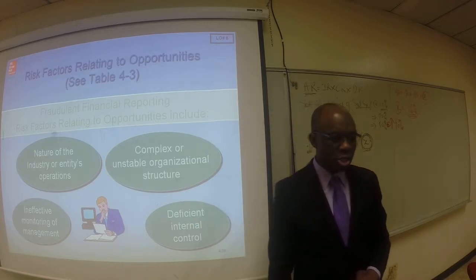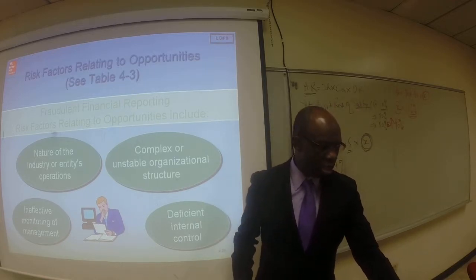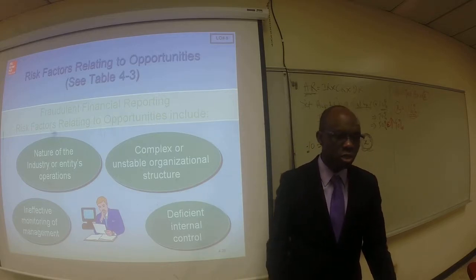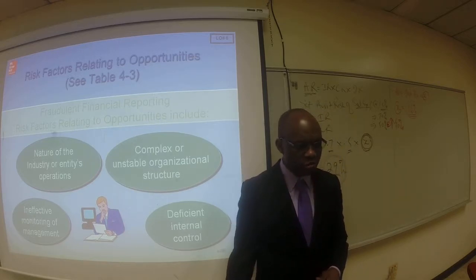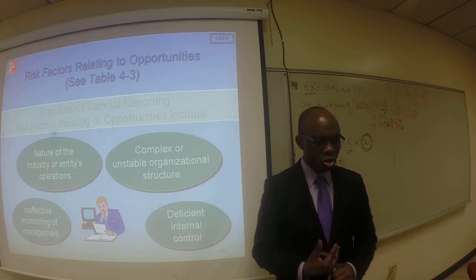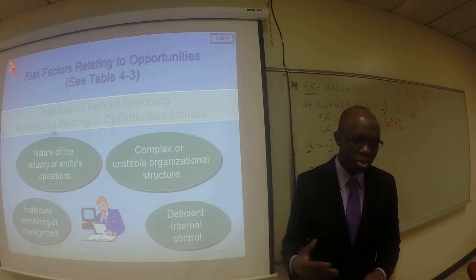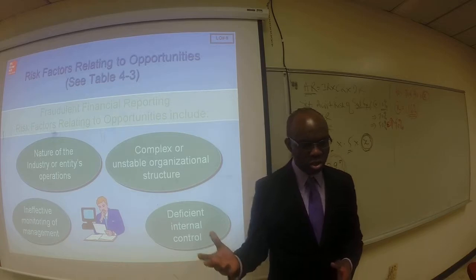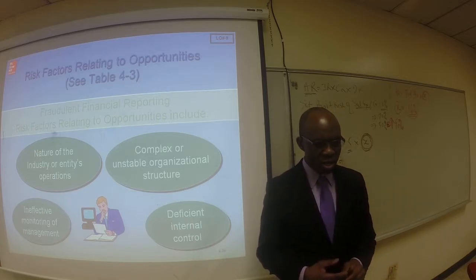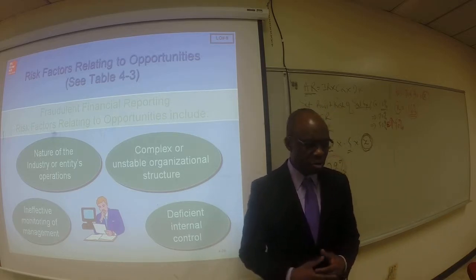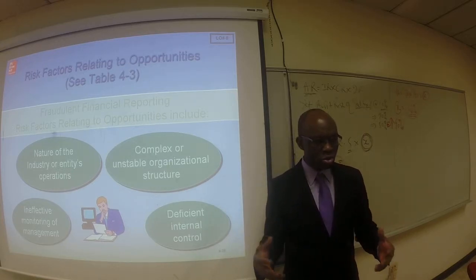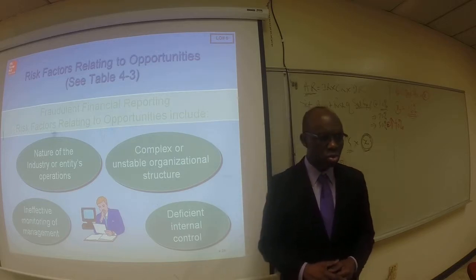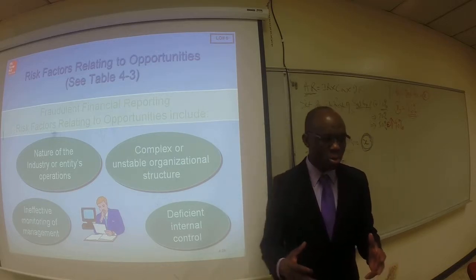Chapter 4 risk assessment. This is where we left off. Let's take a look at some of the risk factors relating to opportunities. We said fraudulent financial reporting risk factors relating to opportunities include the following: the nature of the industry or entity's operation, complex or unstable organizational structure, deficit internal control, ineffective monitoring of management. So all of these factors could lead to opportunity to commit fraud.